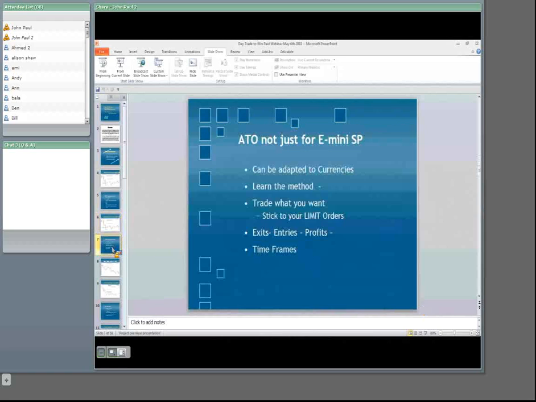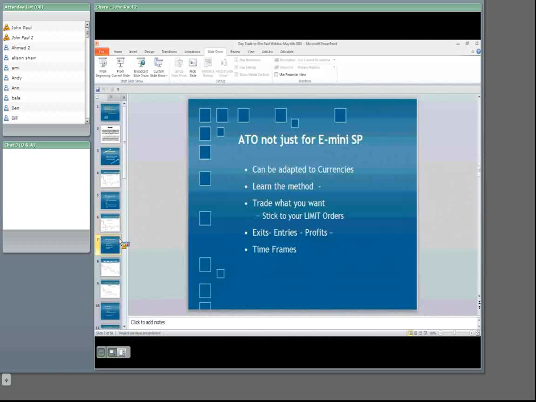All right. So, is the ATO really just for the E-mini? Well, typically I would say yes, because that's my market of choice, and I really don't want to deviate from watching 14 markets while I trade. But the ATO is not just for the E-mini S&P. I've been applying it to many markets, especially the currencies, and it has been working very, very well. So you have a method here that can work not only on the E-mini, but on the currencies.